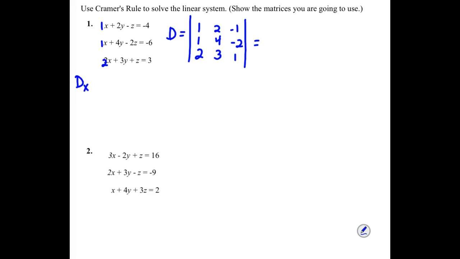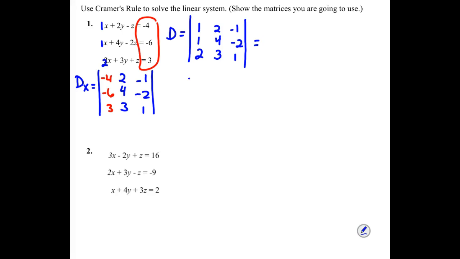To find the x, what I'm going to use to find my x coordinate, I am going to take that matrix that I just wrote down, but I'm going to replace my x's with my constant values. Okay? My second column stays the same. My third column stays the same. All I'm doing is replacing my x's with these.